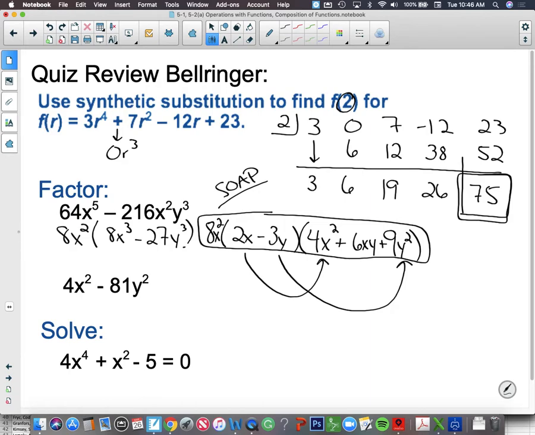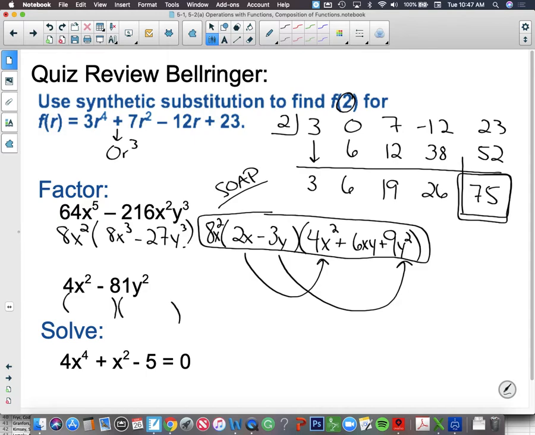Okay? Next one, right here. 4x squared minus 81y squared. You look to see if you can take anything out. You can't, because one's an even and one's an odd. And then two terms with squares should be difference of squares.